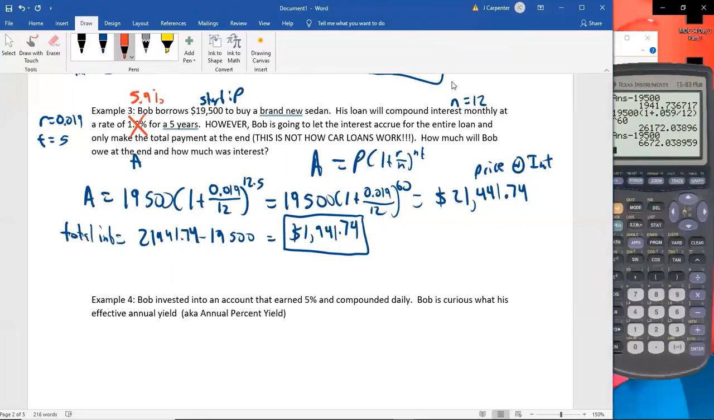So Bob is curious as to what his effective annual yield would have been, so that he knows what rate he would have needed to invest at to match his growth if it only compounded annually. Again, I'm being very literal with the phrasing of this stuff.